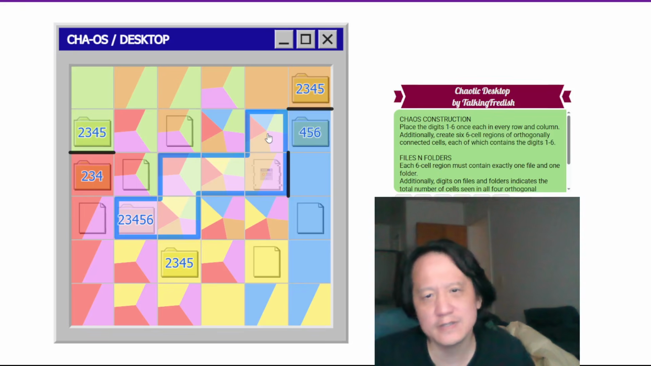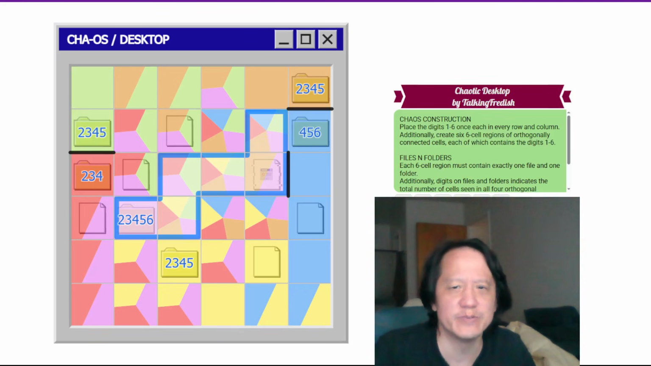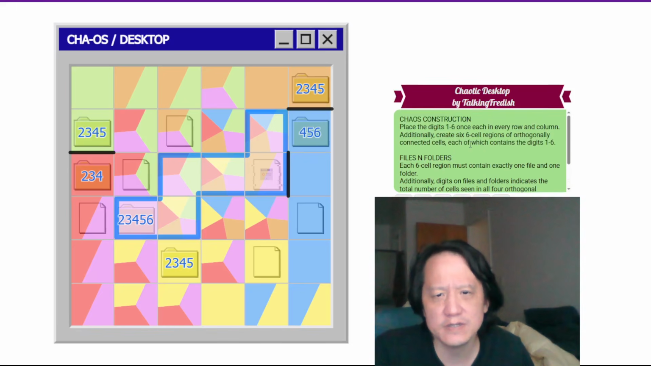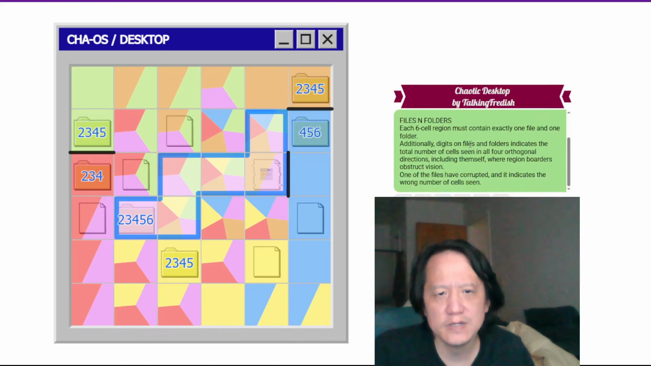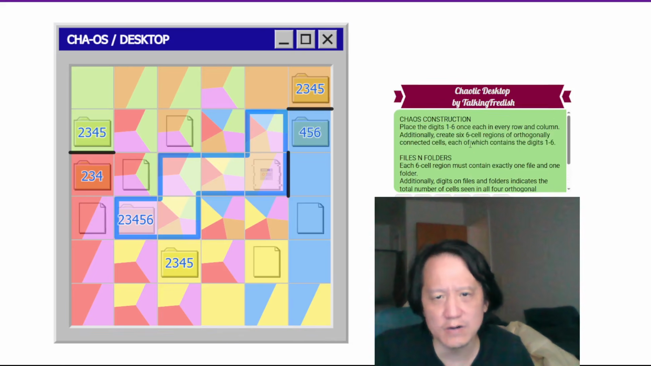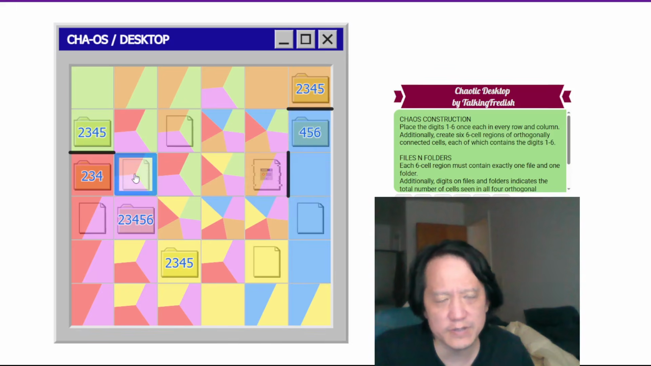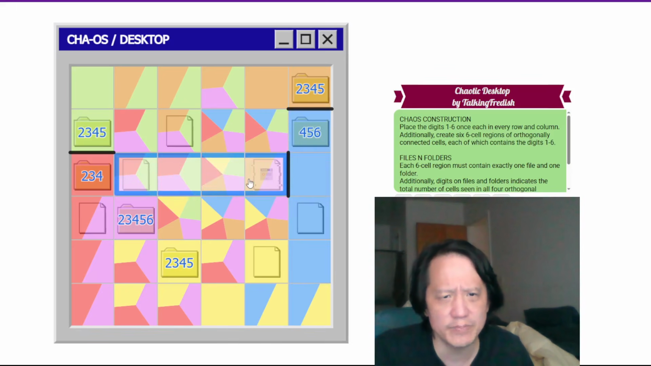I don't understand why people are saying this is very easy. This is not very easy at all. I don't understand what people are thinking. There's too many options here.